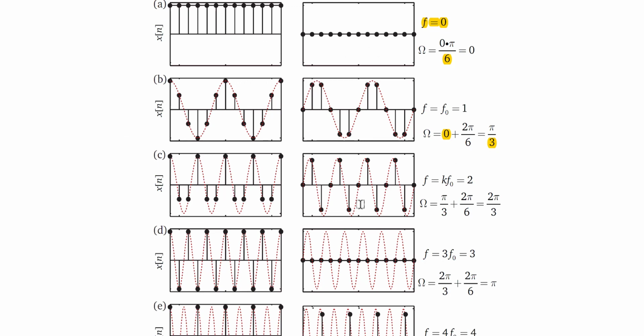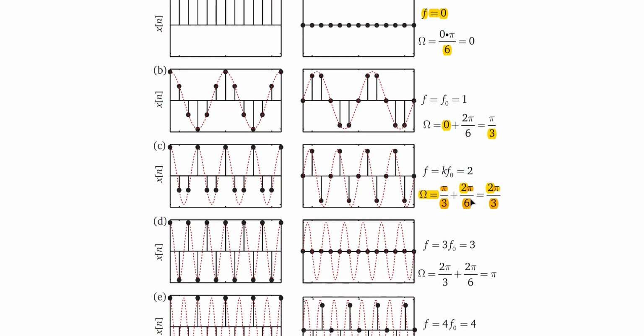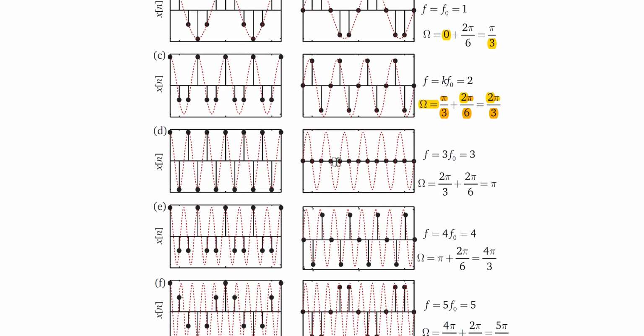Now, for the second harmonic, k is 2, so it's twice the frequency of the first one, and we can see it's oscillating. The discrete harmonic, however, is pi over 3 plus 2 pi over 6, or we get 2 pi over 3. That's the next frequency, and you can see that the number of samples is different. Now, this is the third harmonic. Once again, it's incremented by pi over 3.